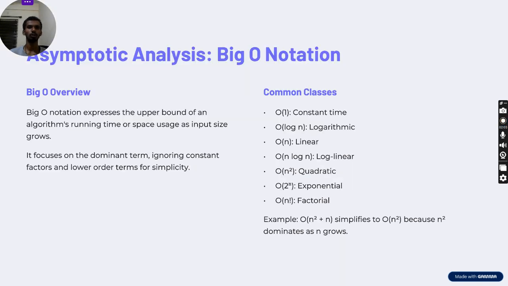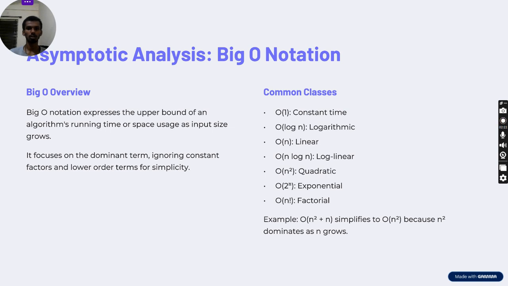Asymptotic notations. Big O notation. Overview: Big O notation expresses the upper bound of an algorithm's running time or space usage as input size grows. It focuses on the dominant term, ignoring constant factors and lower order terms for simplicity.